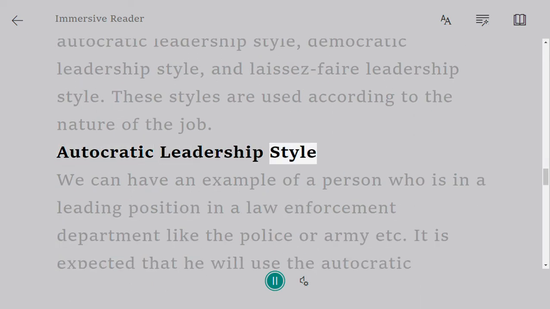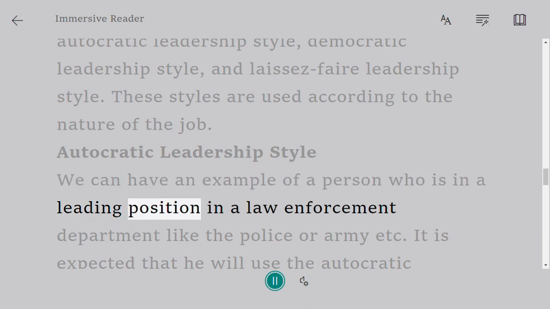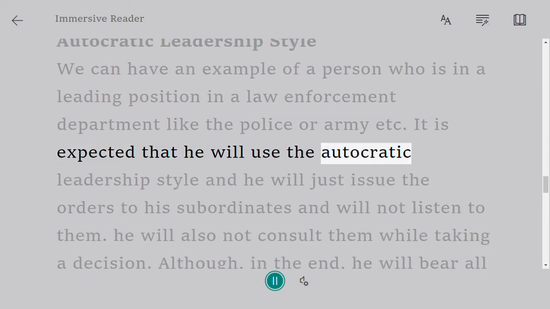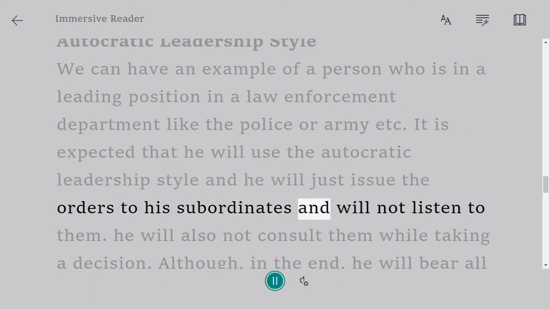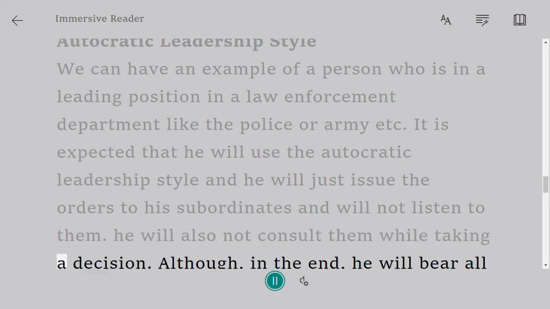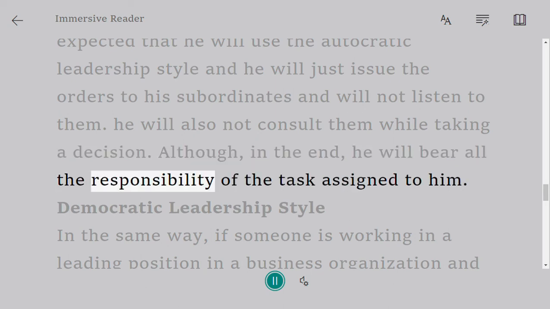Autocratic leadership style. We can take an example of a person who is in a leading position in a law enforcement department like the police or army, etc. It is expected that he will use the autocratic leadership style, and he will just issue the orders to his subordinates and will not listen to them. He will also not consult them while taking a decision. Although in the end he will bear all the responsibility of the task assigned to him.